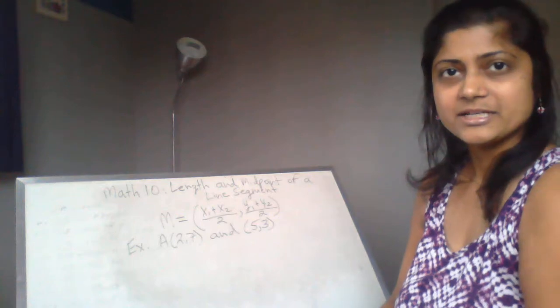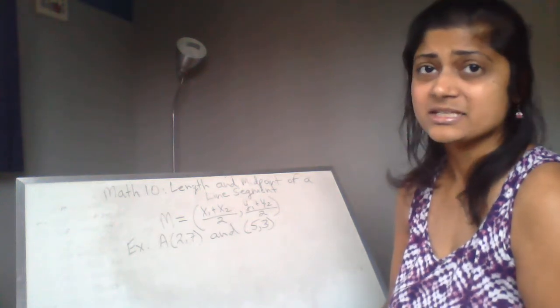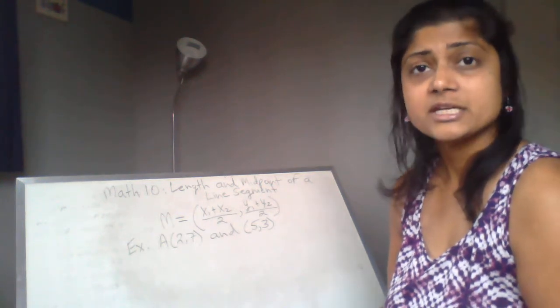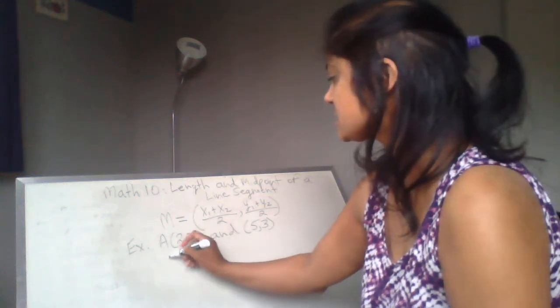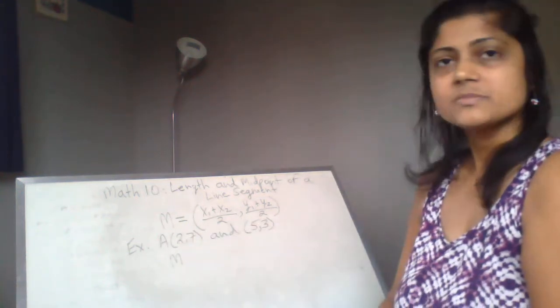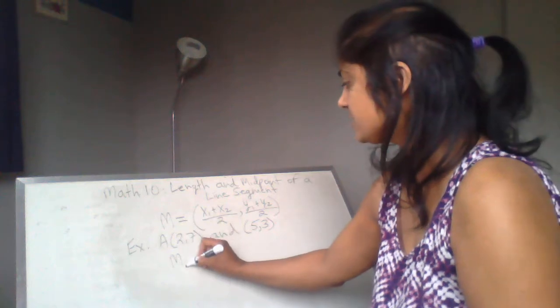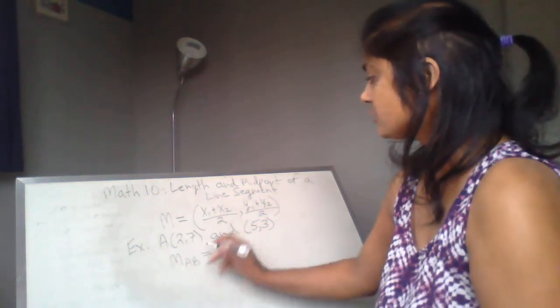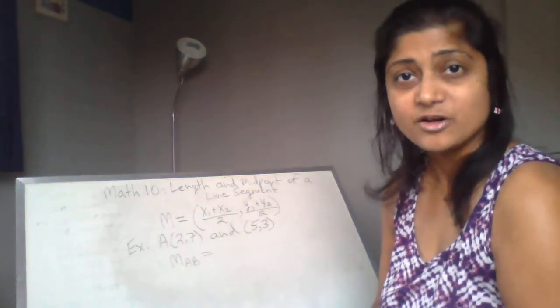Okay, so I'm not going to put any negative signs here, but again, if there is a negative, you're just going to incorporate that into the formula. Okay, so for now, let's just keep it simple. When I put capital M, right beside it, I'm putting AB. Okay, so this means it's the midpoint of AB.